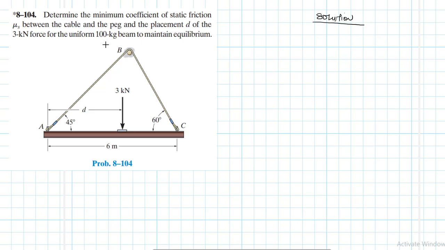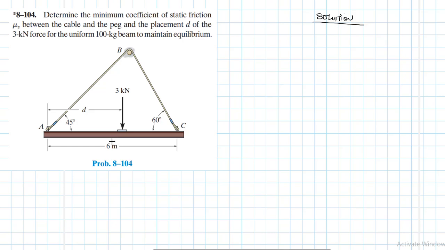So we are being asked to determine the minimum coefficient mu s between the cable and the peg. So this is the peg and this is the cable. So we want the minimum coefficient between the points of contact. So let's draw the free body diagram.